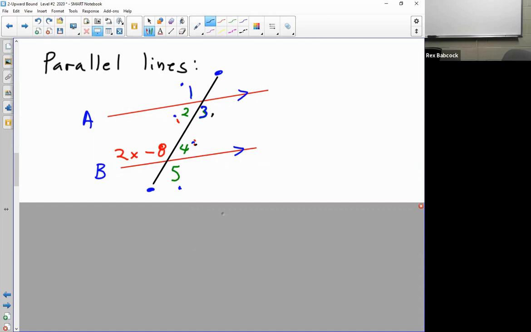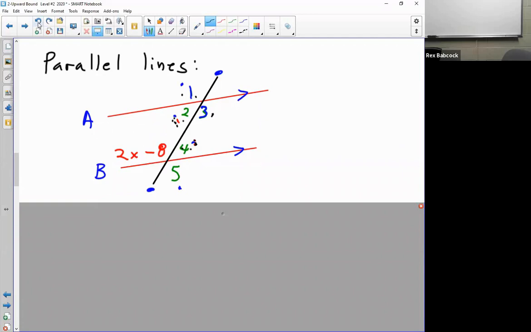And you can see a lot of comparisons. Alternate interior angles are always congruent. 2 and 4 would always be the same. If 2 was 40 degrees, 4 is going to be 40 degrees. 1 and 2, okay, they're on the same side, one interior, one exterior. They form a linear pair. They would be 180 degrees. Alternate exterior angles are always congruent. In other words, if 1 was 130 degrees, 5 would be 130 degrees.